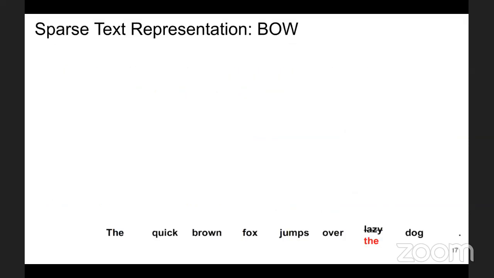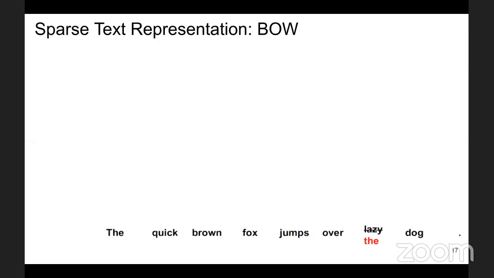Now let's look at sparse text representation. We are trying to represent words as numbers. Sparse meaning, we'll soon see why sparse. The first approach is the bag of words approach, which I know you have come across, but in the context of this whole pipeline, let's go through it once more, which will clear the intuition of why we are using it.